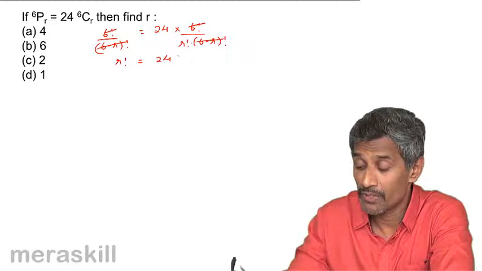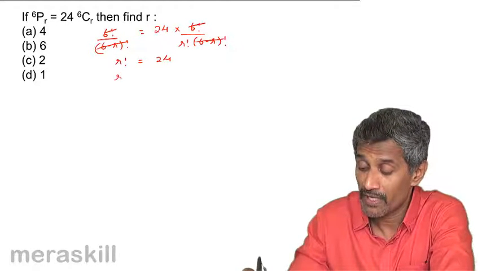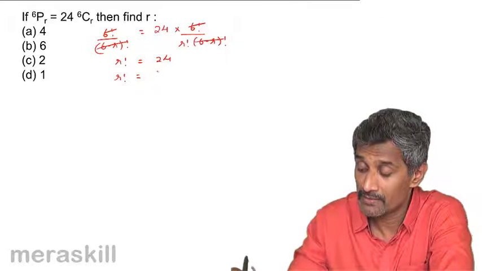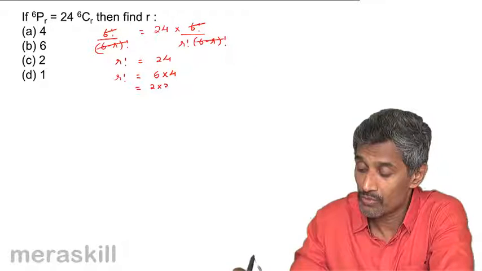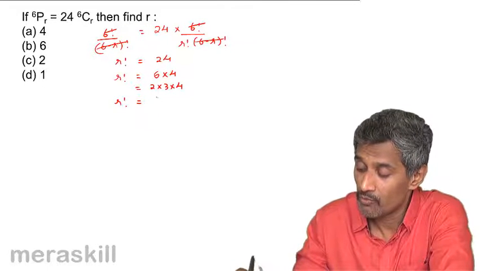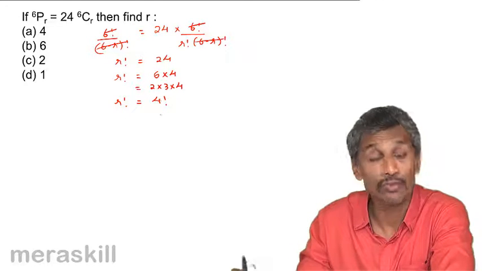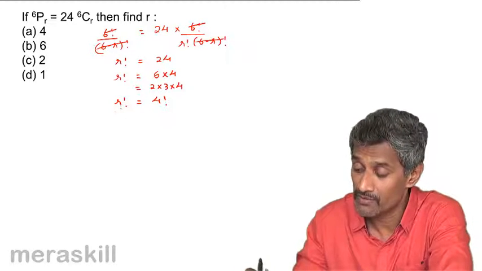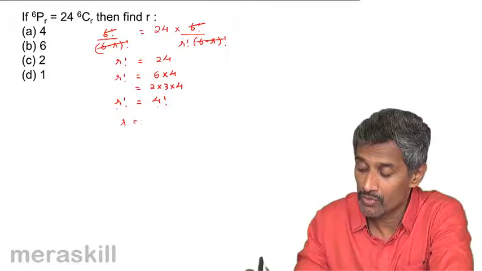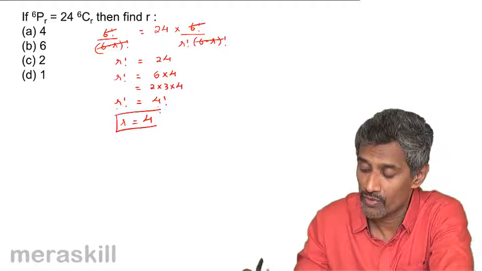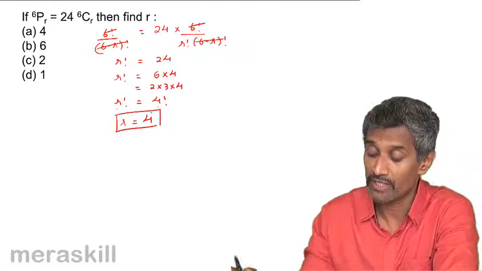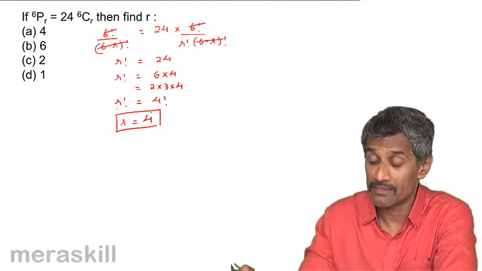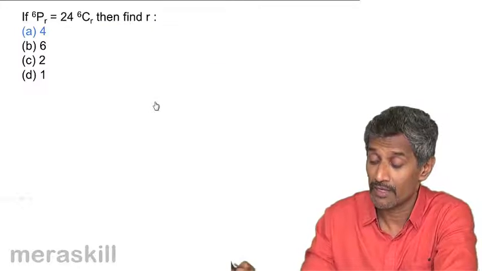If r factorial is 24, we can write 24 as 6 into 4, which can be written as 2 into 3 into 4, which is the same as 4 factorial. So r factorial is 4 factorial. So obviously r is equal to 4. And as it is, we know 4 factorial is 24, and hence we get 4 as the solution for this. And we have that.